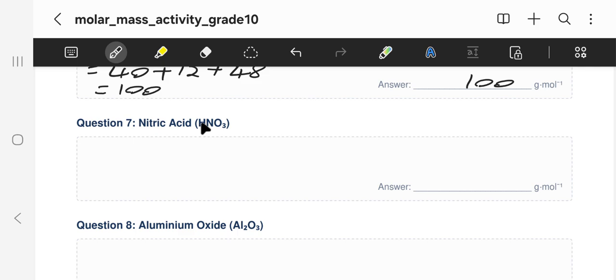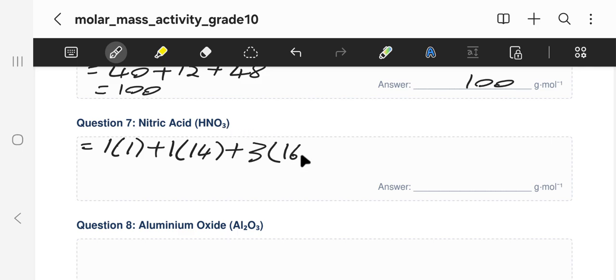You see here that we have hydrogen. How many hydrogens? 1 hydrogen, and we multiply by 1, plus how many nitrogens do we have? We have 1. What is the mass of nitrogen? It's 14, plus how many oxygens do we have? 3 oxygens, and we multiply by the mass of oxygen. 1 times 1 is 1, plus 1 times 14 is 14, plus 3 times 16 is 48. And then we add these numbers together. 1 plus 14 plus 48 is going to give us 63 grams per mole.